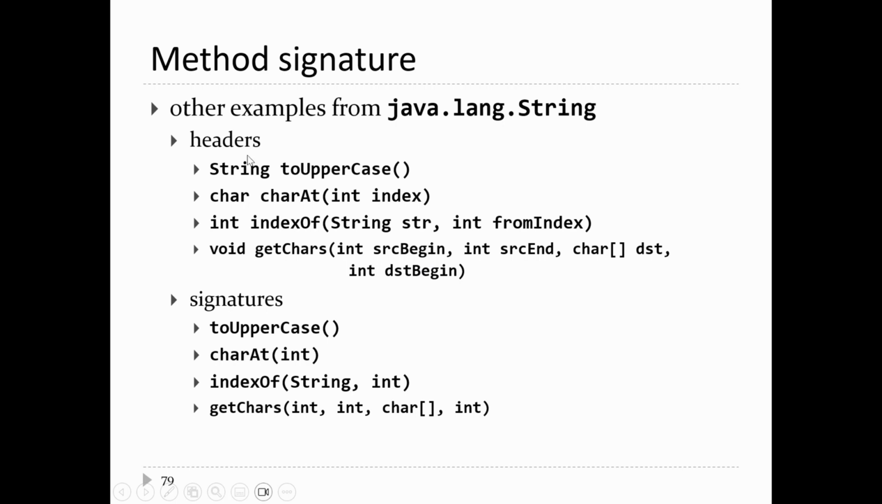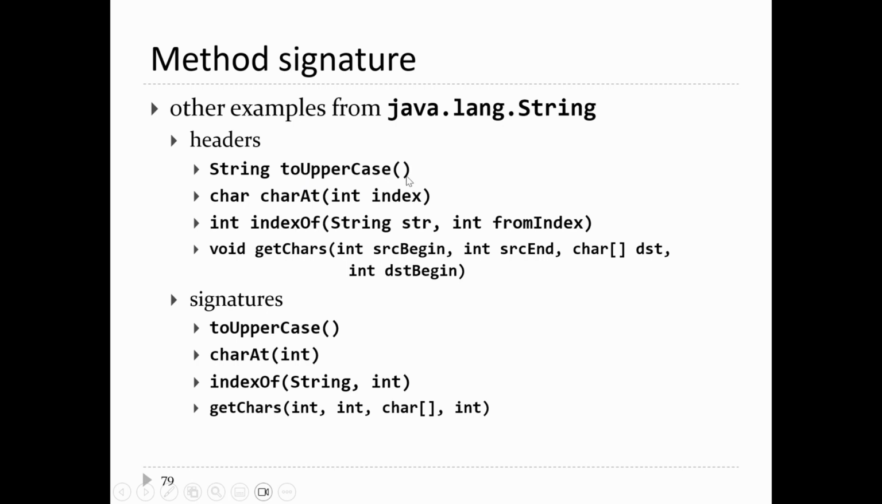So up top here, you've got a bunch of examples of methods from the string class, and down below, you've got their corresponding signatures. Right? So the return type is never part of the signature, which confuses a lot of people. A lot of new programmers think that you can have two methods that have the same name, but they return a different type. That's not allowed in Java. And so you just discard the return type.